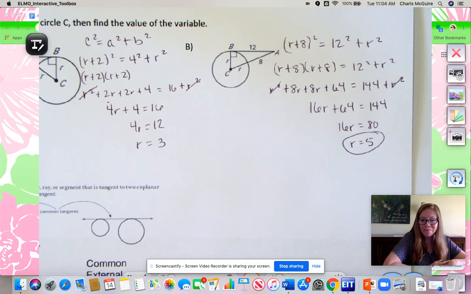Did you get that one? There will be some in your homework, so you'll get to practice those some more. All right, so that's the second type of problem that you're going to encounter. So 2 different types of problem from that one theorem.